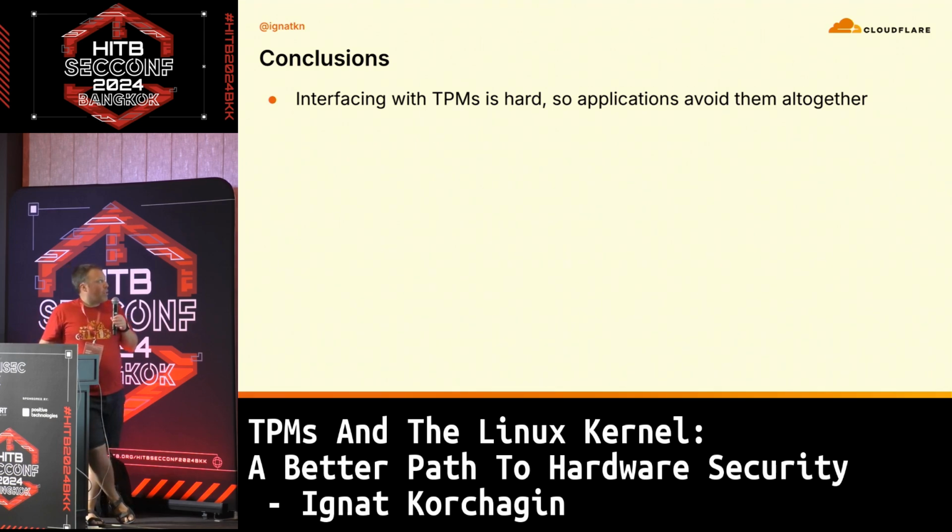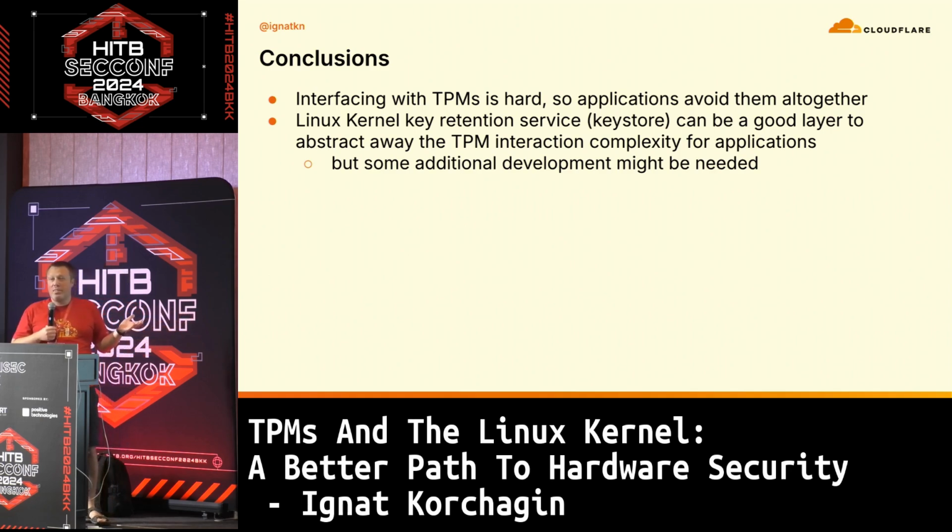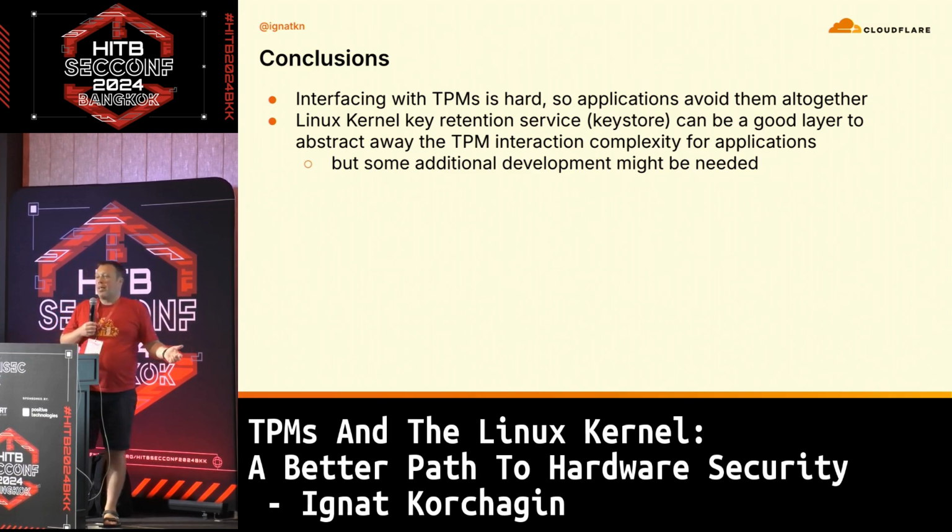Well, this is basically all I wanted to present today, and the conclusions are that interfacing with TPMs is hard, so that's why most applications avoid them altogether. The Linux kernel key retention service can be a good layer to abstract the TPM complexity for applications, but some additional development is needed. But the upside is that any application can use key store system calls. So this is where you will never have problems with dependencies or incorrect permissions on the TPM device, because you're just interfacing with the kernel, and the kernel will talk to the TPM on your behalf.